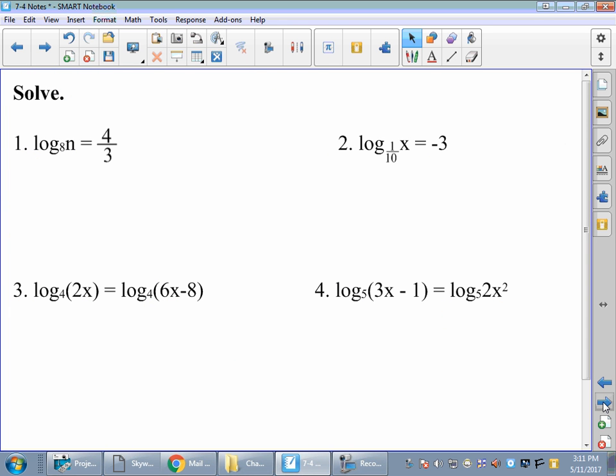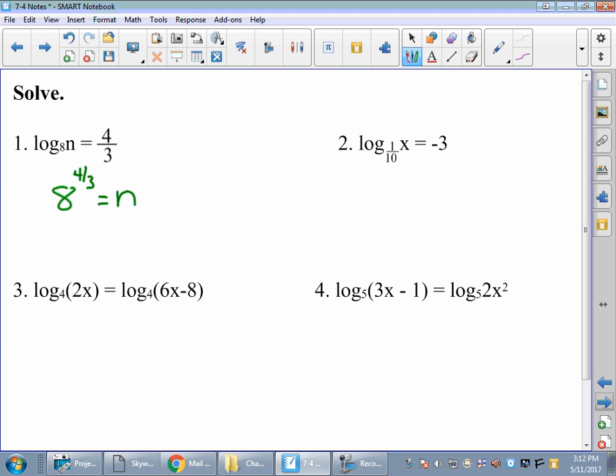All right, so let's go ahead and try a few here. So notice we have these equations. The first one only has a log on one side, and there's no matching log on the other, so I can't just eliminate the logs from both sides. So I'm going to rewrite this one using the definition of a logarithm, and that allows me to say that the base 8 raised to the 4/3 power is equal to the variable n.